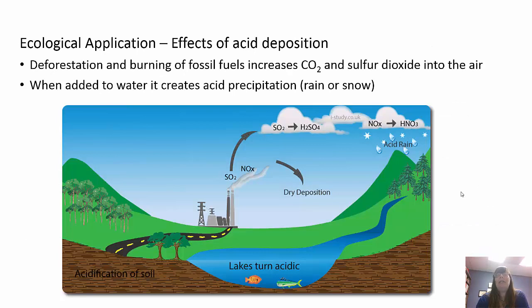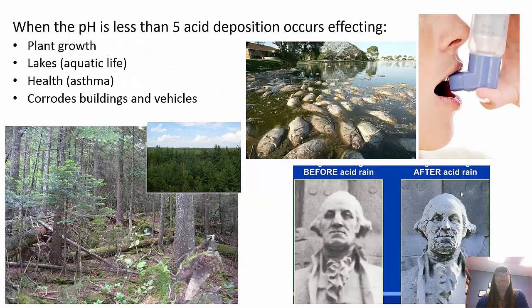Ecologically speaking, acid deposition is a bad thing. Deforestation, getting rid of our trees that take up excess carbon dioxide, and burning fossil fuels increases that carbon dioxide and sulfur dioxide into the air. Once it gets into the air and mixes with the atmospheric water, it creates acid rain or snow, and that's going to turn the lake acidic, acidify the soil, and it could lead to fish kills actually, because the fish will run out of oxygen. And it also destroys forests, it causes corrosion on buildings. It's a really bad thing.